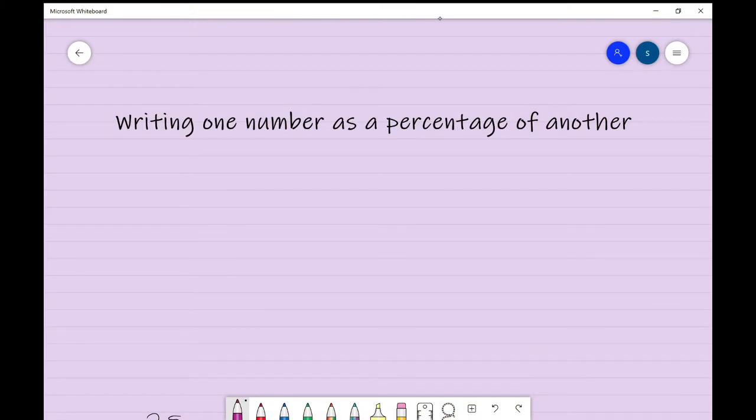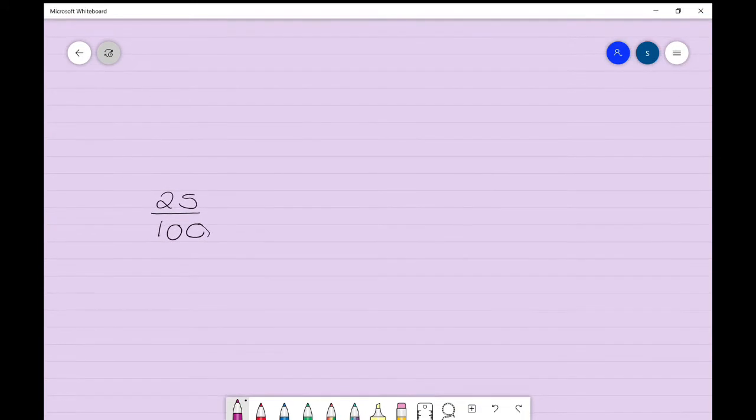Today we're looking at writing one number as a percentage of another. As you already know, percent means out of 100. Let's have a look at this first fraction here. 25 out of 100 is 25%.